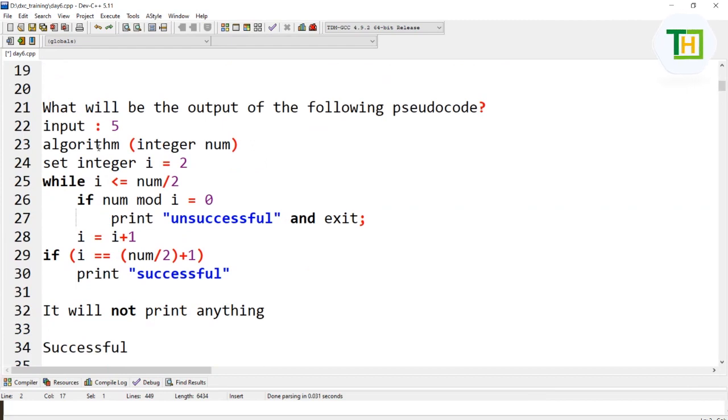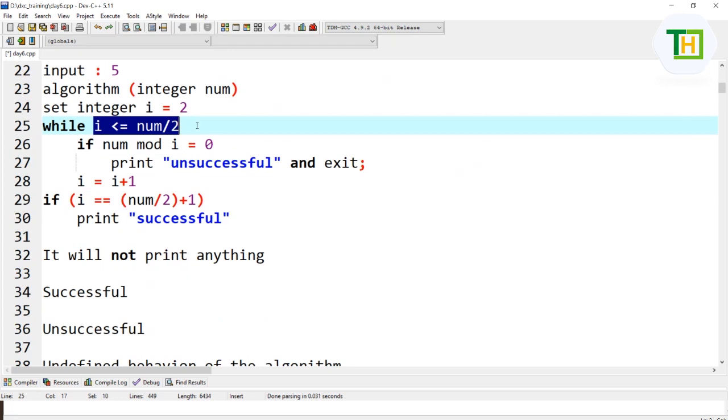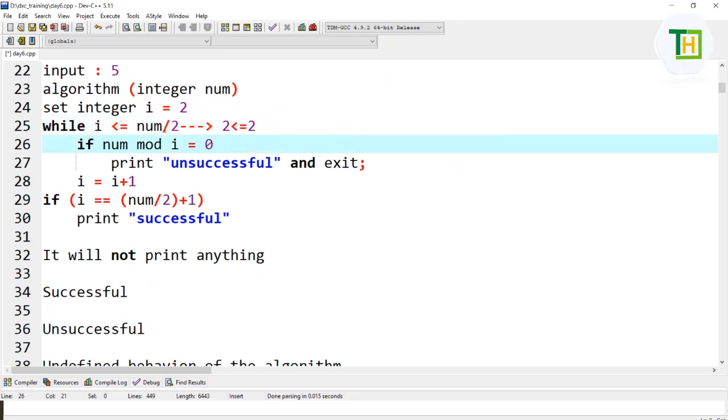And what will be the output of the following pseudocode if the input is 5 and the algorithm int num? Here integer I is equal to 2, while I is less than or equal to num by 2, that means num is 5, 5 by 2. What is the I value? I value is going to be 2 here. 2 is less than or equal to 5 by 2, that is also 2. Both are equal, right? Then it is moving inside: num mod I. What is num? Num is 5. 5 mod 2 is not 0.